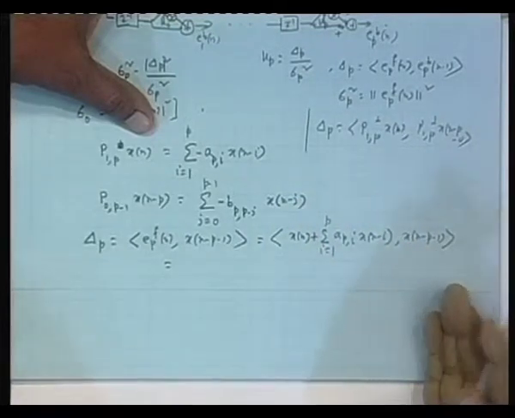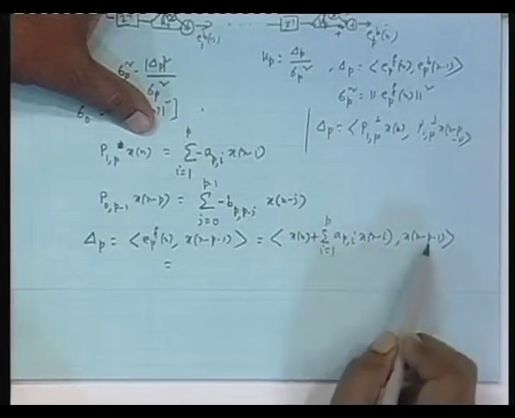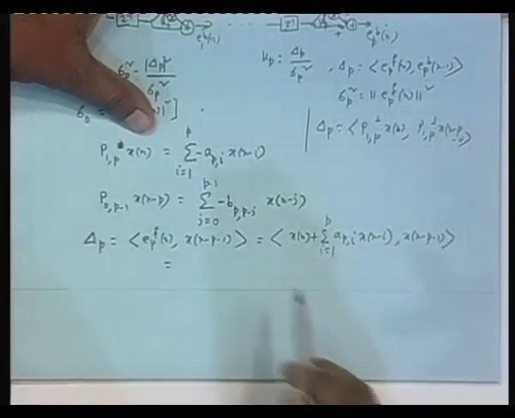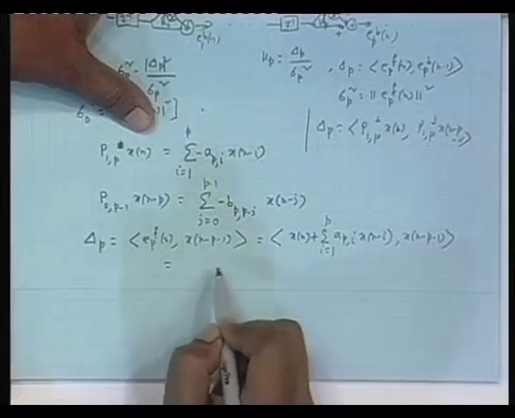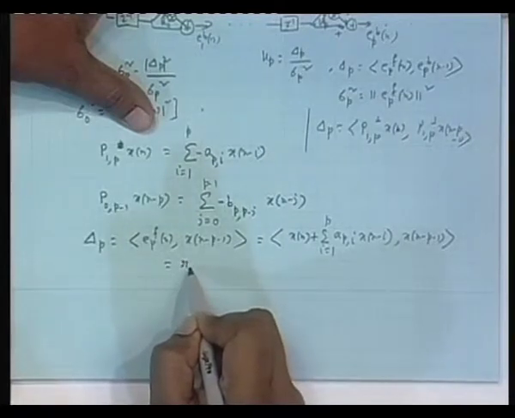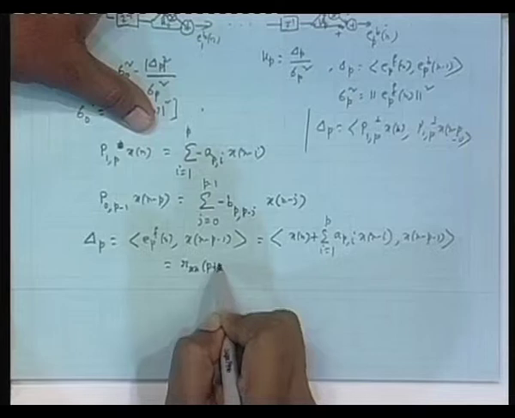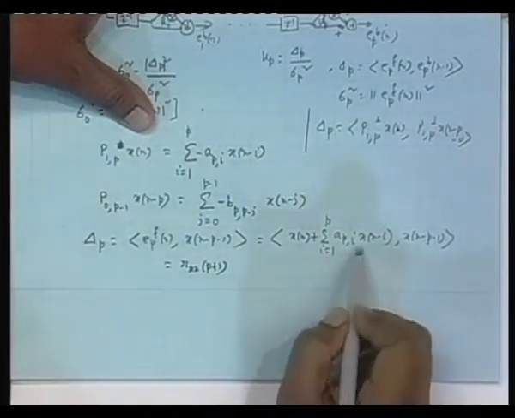There is a difference in inner product. There is correlation. What is the lag? p plus 1. Okay, and then other ones.